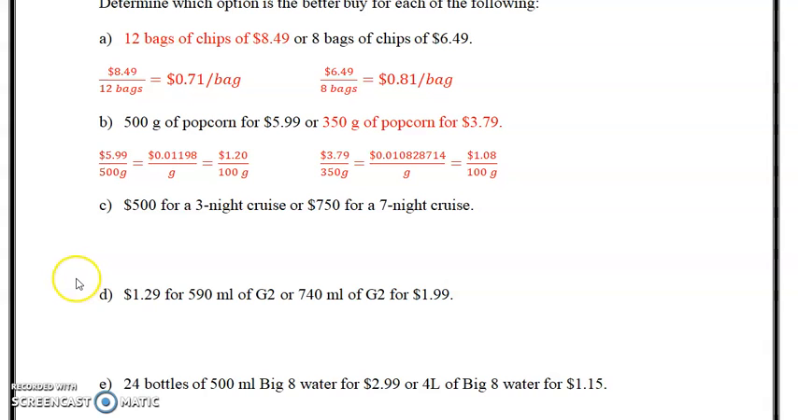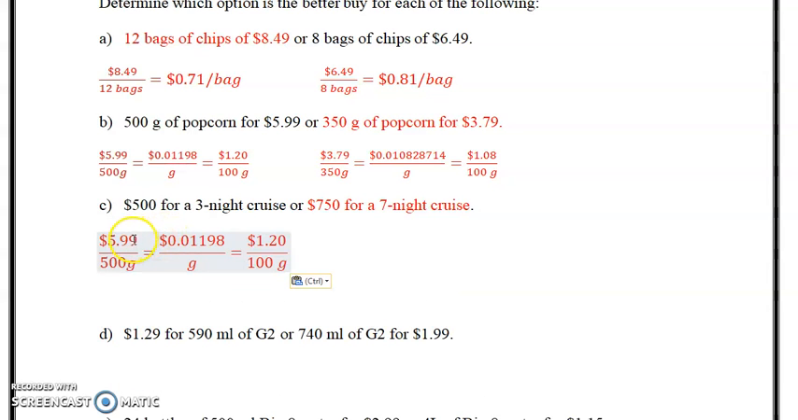Hello everybody, welcome back. Today we're finishing example 2, starting on example C, 2C. $500 for a 3-night cruise, or $750 for a 7-night cruise. I know a lot of you are saying, well, it's easy, sir, just double the 3-night to get a 6-night for $1,000. It's obviously the better buy is the $750 for a 7-night cruise. You'd be absolutely right. But again, that's estimating, and some of the examples will ask you to estimate, but we're going to calculate just so we know how to do it.